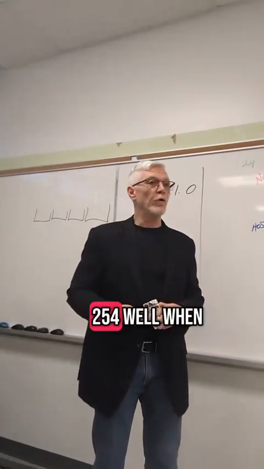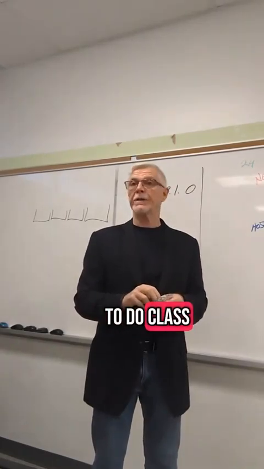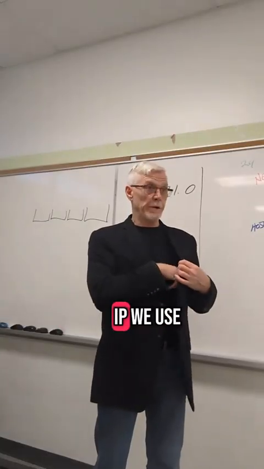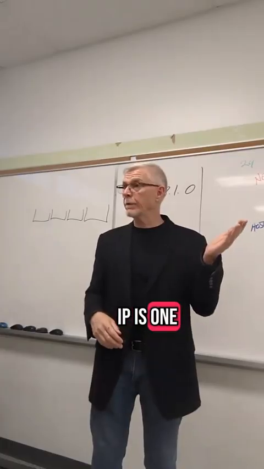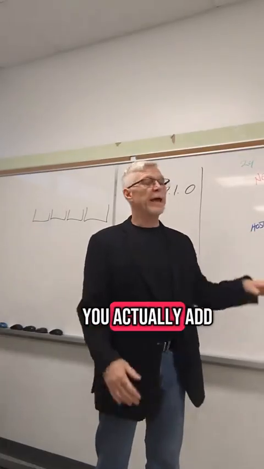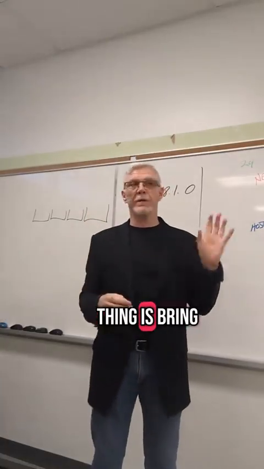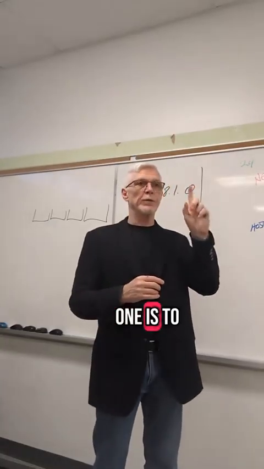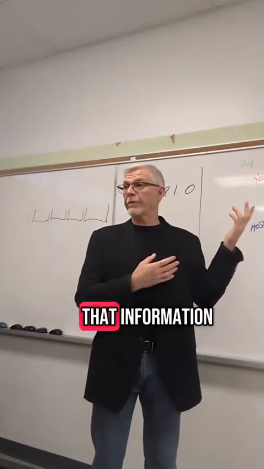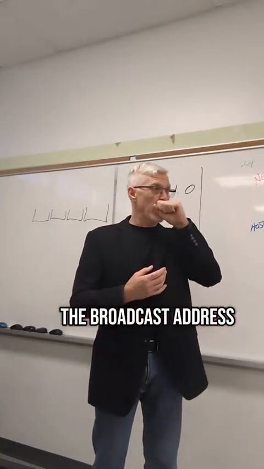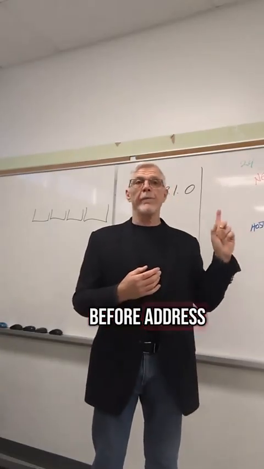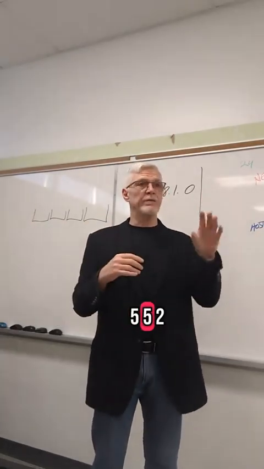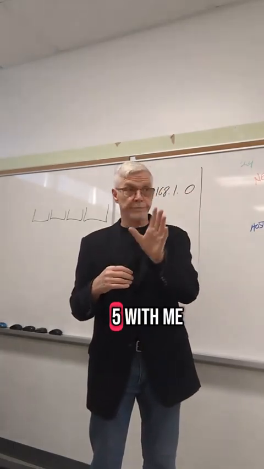Were you going to say 254? Well, when I asked you to do Class C addresses, I put the first IP we use on the default gateway, and the last IP we use on the server. So the first IP is 1, the last IP is 254. If you actually added everything up, it comes to 256. But for each octet and for other things, we always lose 2. One is for the network, which the computer has to keep track of, and the other one is for the broadcast address. That's why on an IPv4 address, the broadcast address, when the switch or the router broadcasts everywhere on the network, is 255.255.255.255. With me on that?